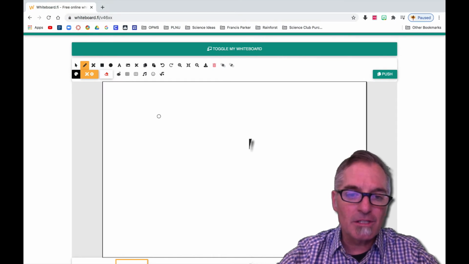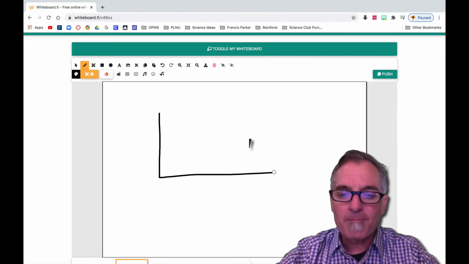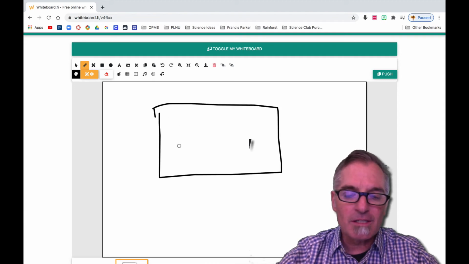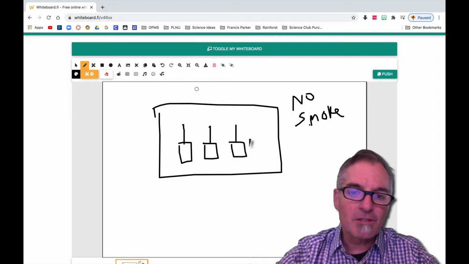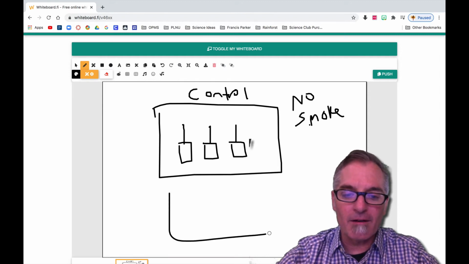Well, first, let's just really quick show you, because I did have a student do this before. So let's say that we had a plant here, and a plant here, and a plant here. And let's say in here there is absolutely no cigarette smoke. This is going to be our control. And then over here is going to be our experimental group.